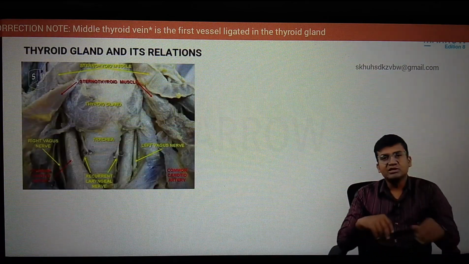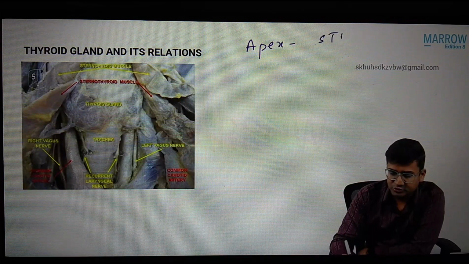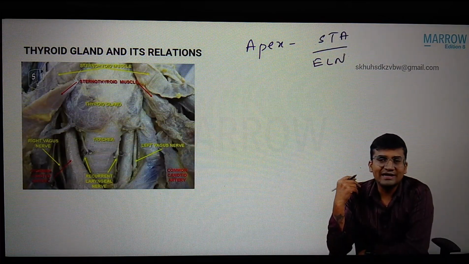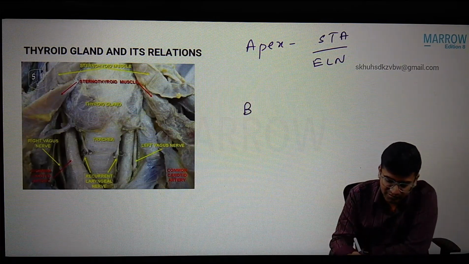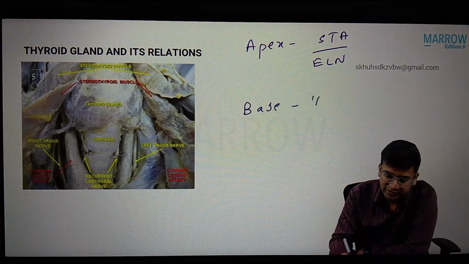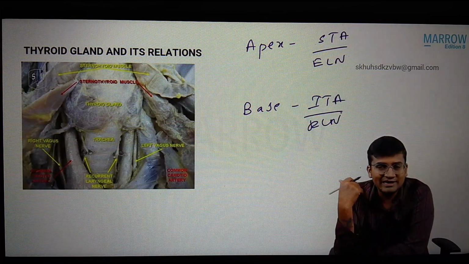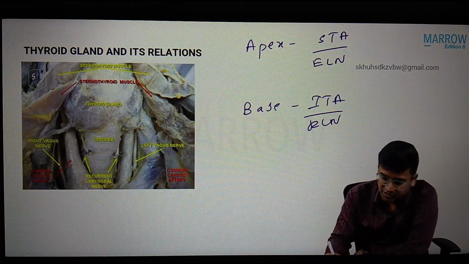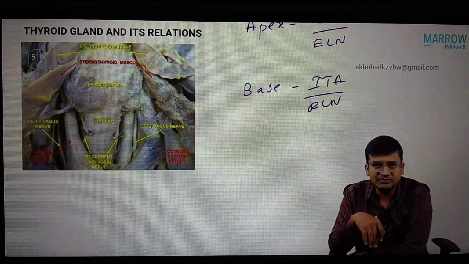Now the last one. I told you already, the apex of the lateral lobe is related to the superior thyroid artery and the external laryngeal nerve. So while ligating the superior thyroid artery, the surgeon may damage the external laryngeal nerve. The base of the lateral lobe is related to the inferior thyroid artery and the recurrent laryngeal nerve. So while ligating the inferior thyroid artery, the surgeon may damage the recurrent laryngeal nerve. Recurrent laryngeal nerve damage is most commonly seen during a thyroid procedure.